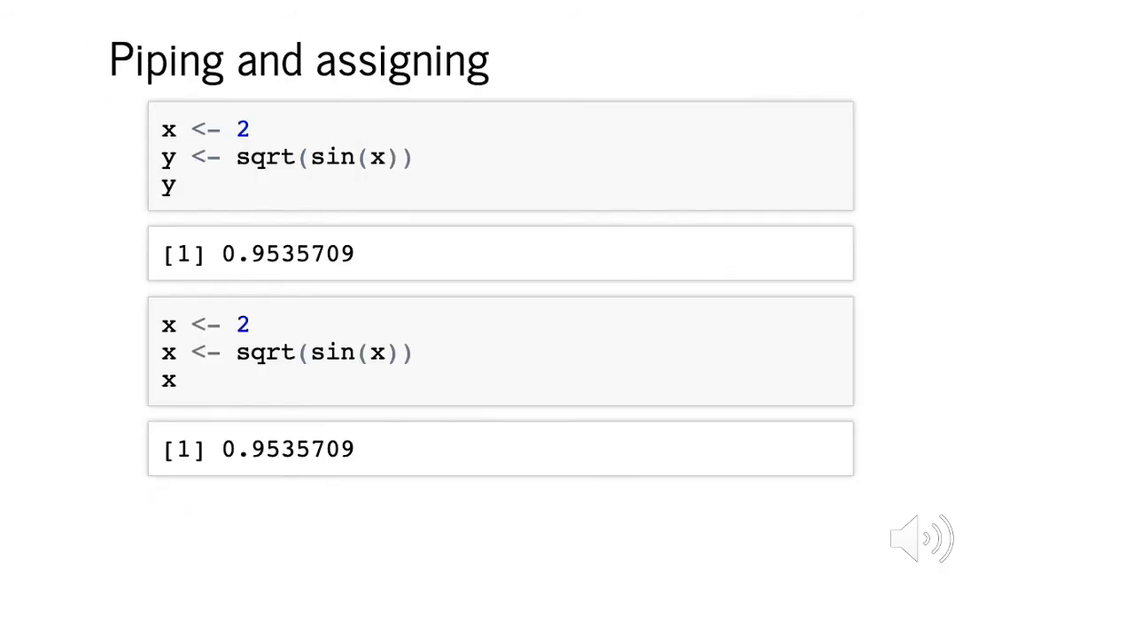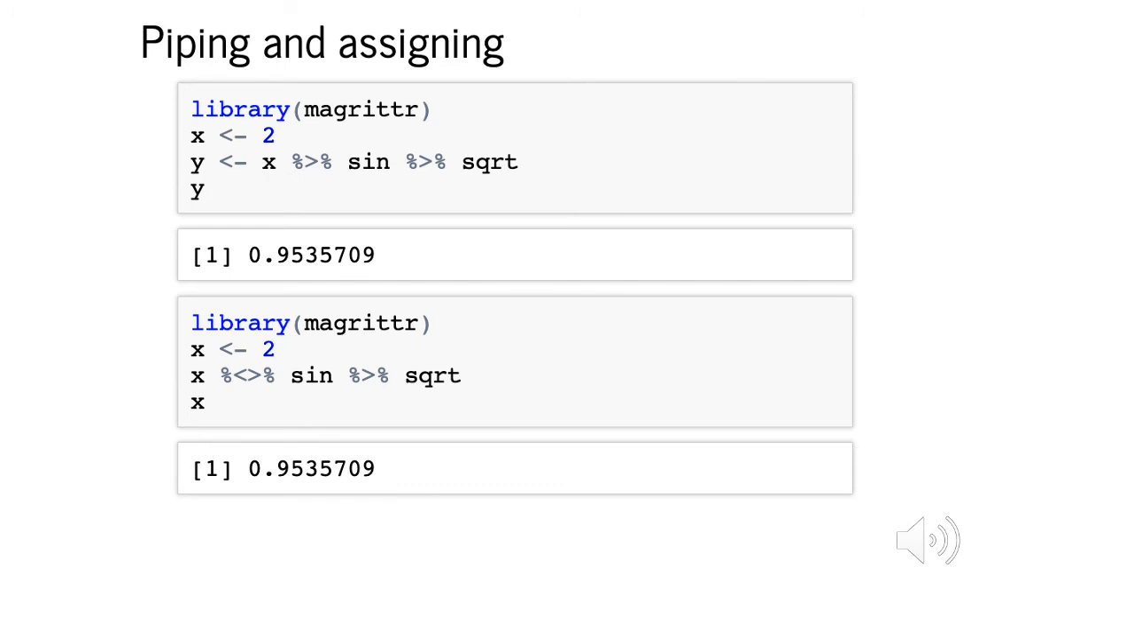In this simple example of piping, we first assign the number 2 to x, then we take the sine of that and the square root of that and assign it to y, which becomes a number beginning 0.95. In the lower part of this slide, we do exactly the same thing, except we just keep overwriting x. So first it takes the value 2, and then it gets rewritten to be the square root of the sine of what it was originally, again resulting in the same number, 0.95.